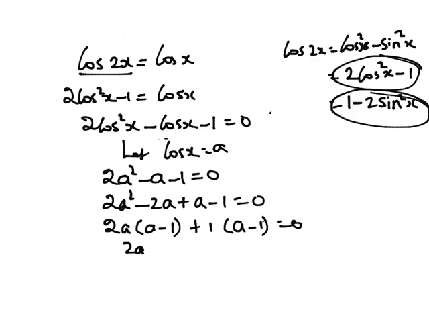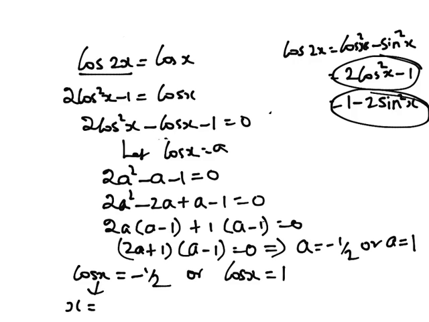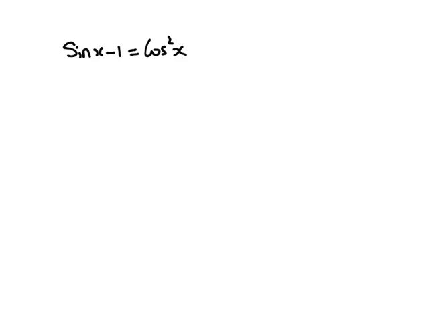So you get 2a plus 1 into a minus 1 equal to 0, which means either a is minus half or a is equal to 1, which means either cos x is minus half or cos x equal to 1. So this will give me x is either 120 degrees or 240 degrees. This means x is either 0 degrees or 360 degrees. Very, very simple. Okay. Now how do we solve this, students?